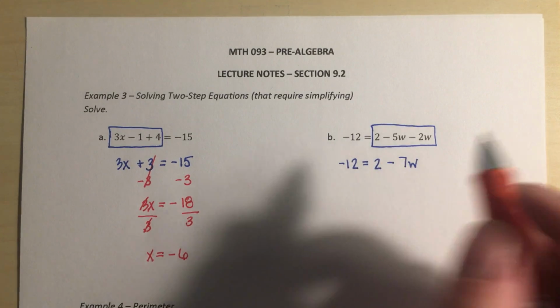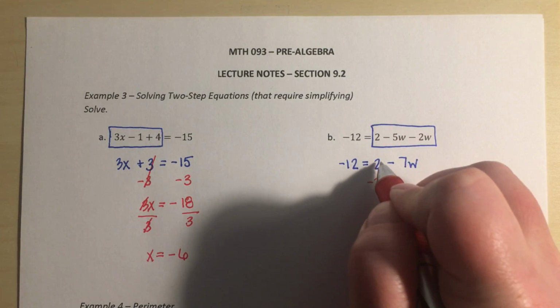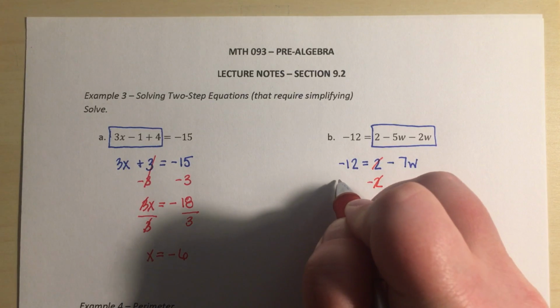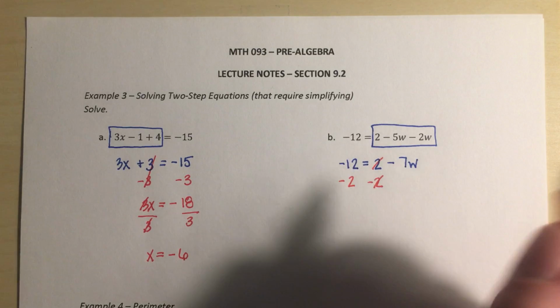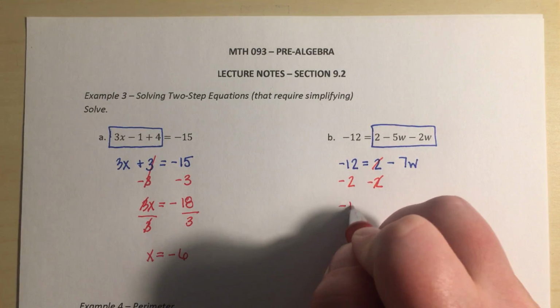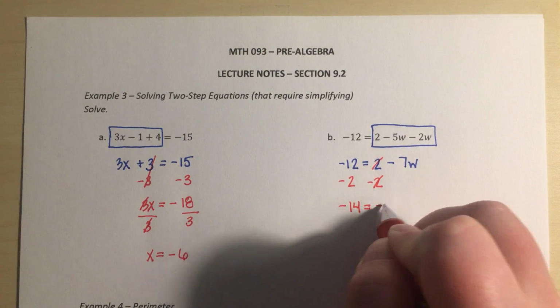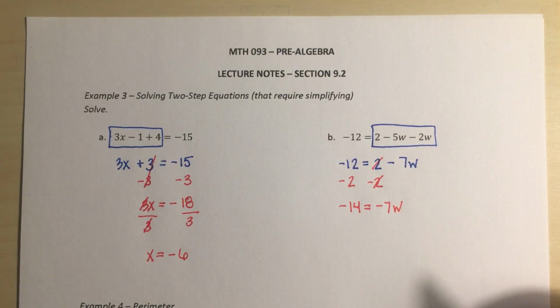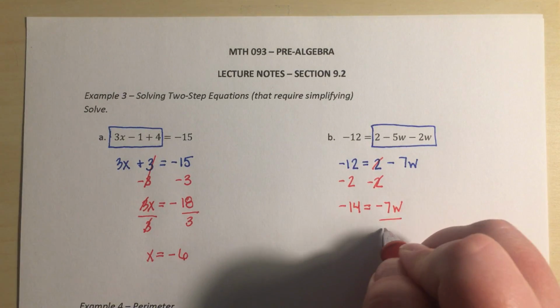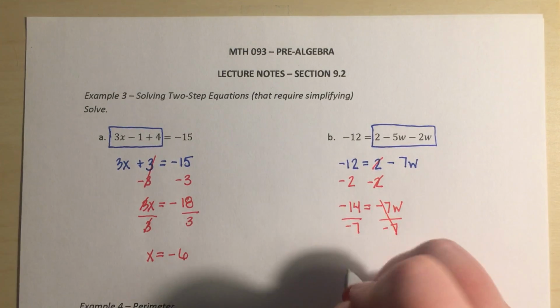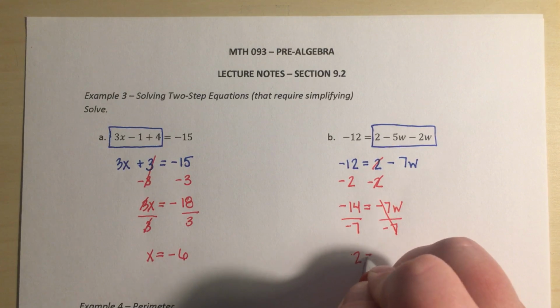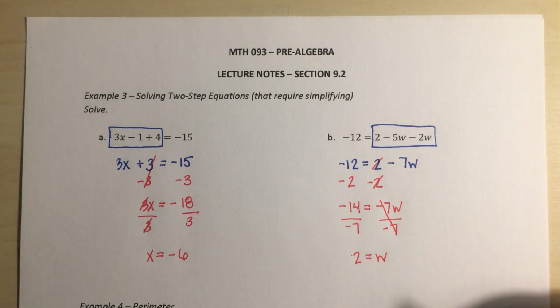Now we're going to get rid of our extra number, which is this 2. We're going to subtract 2 from both sides because we're canceling out that +2 by using a -2. -12 minus 2 is going to give us -14. Again, same sign, so we add. Now we're going to get rid of our coefficient. We're going to divide by -7, and we have +2 equals w. Again, negative divided by negative turns positive, so our w here is a +2.